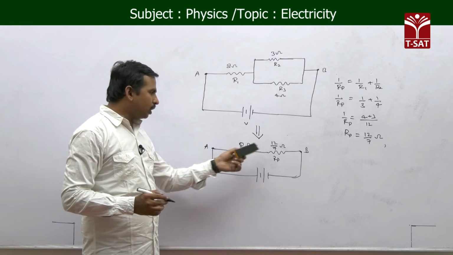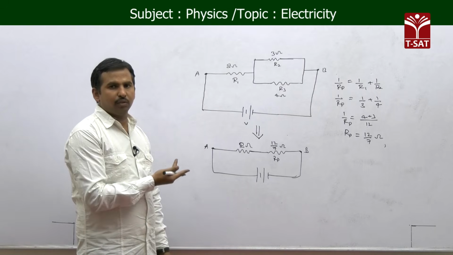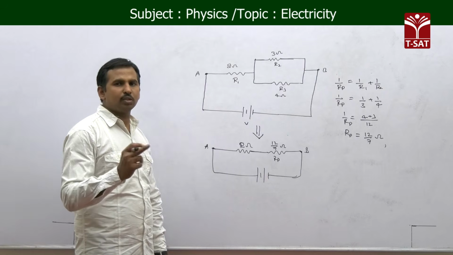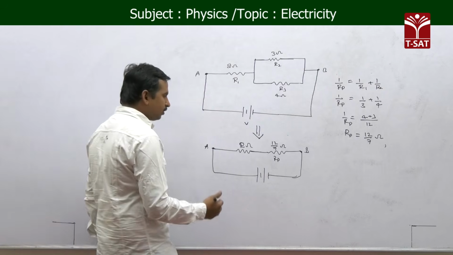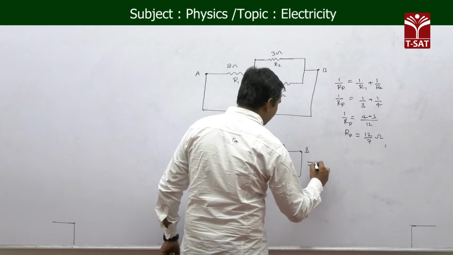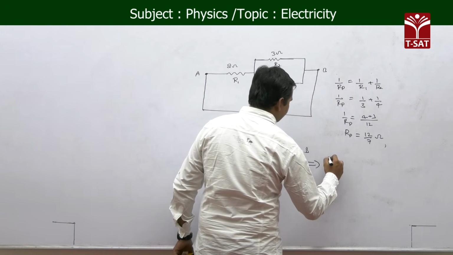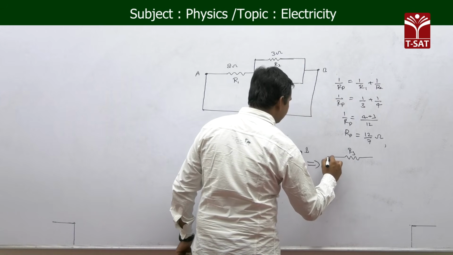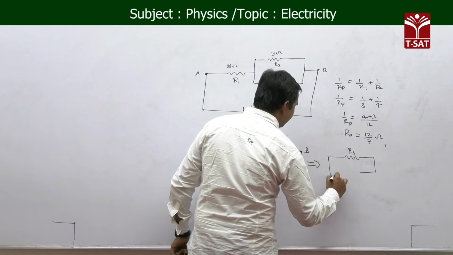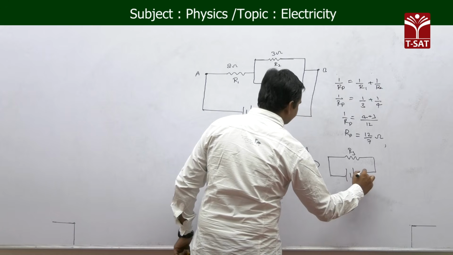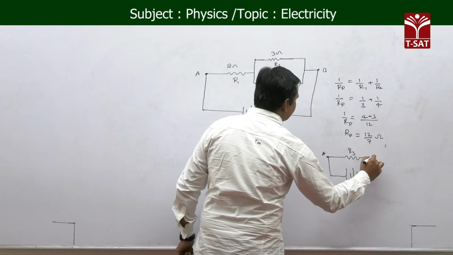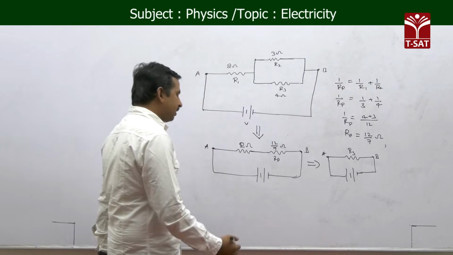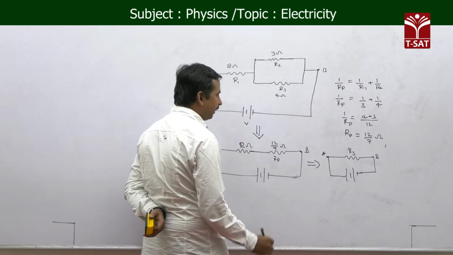Now, as these are connected in series, we have to add both, because Rs is equal to R1 plus Rp. Now, this circuit again we can change like this between A and B. Now, Rs and the battery are in series. This is AB.